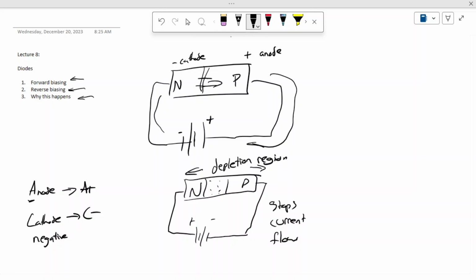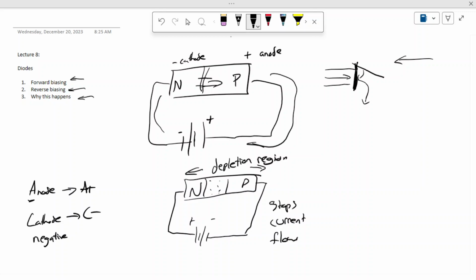So basically, this ends up working like a check valve. With a check valve, if water flows down a pipe, it can push the valve open and keep flowing. But if it flows the other way, it's going to push it closed again and stop the flow. So it basically works like a one-way valve.